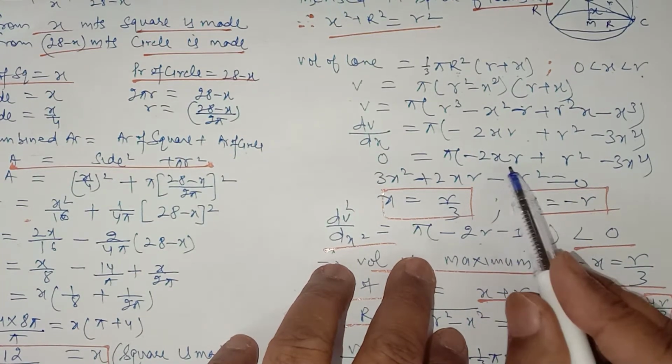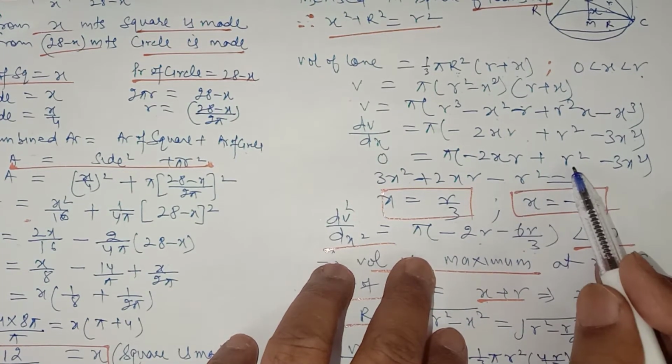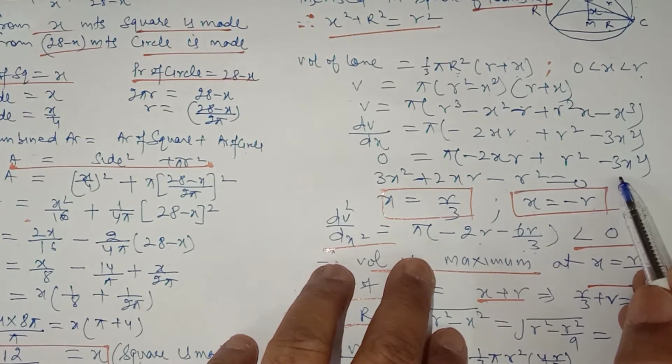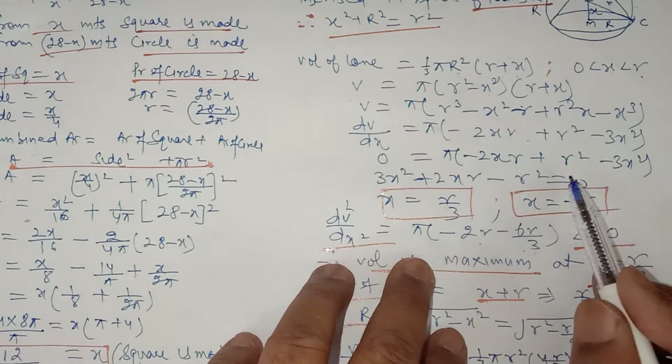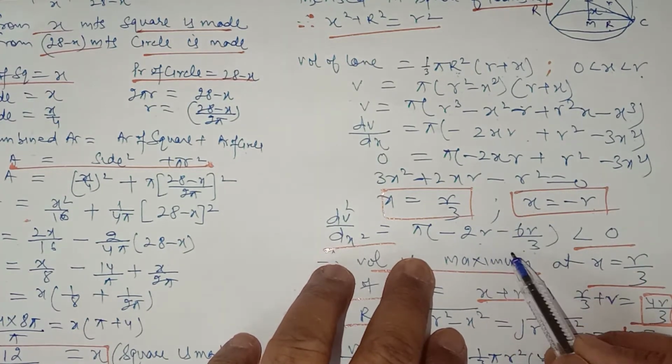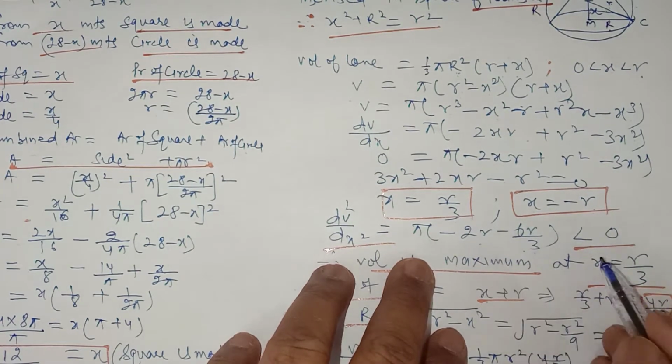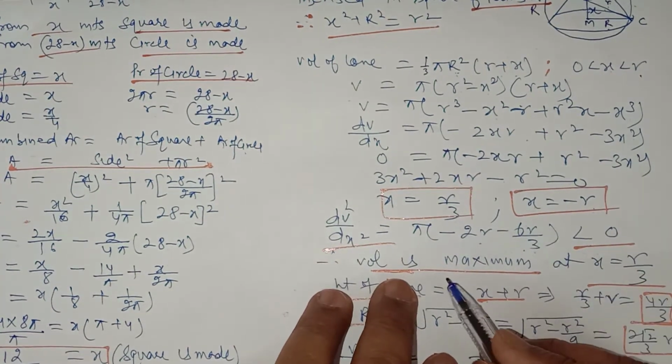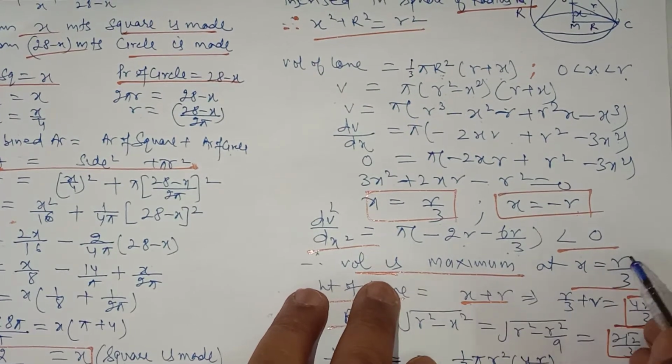with respect to x, so it will be minus 2r, 0 minus 6x. Minus 6x will be negative. 6r upon 3 minus 2r, which is less than 0. So the volume is maximum when x is equal to r upon 3.